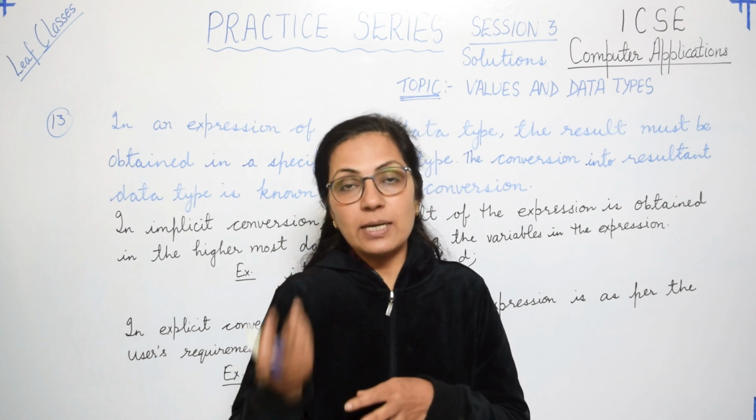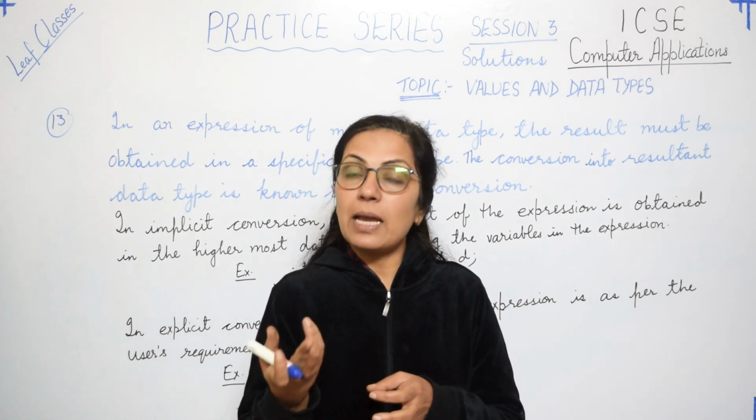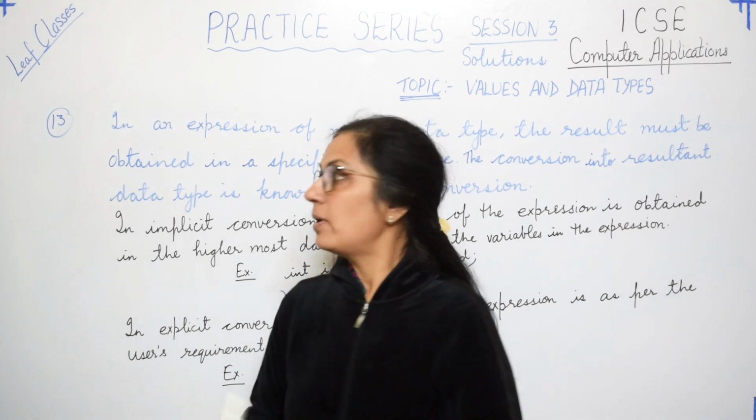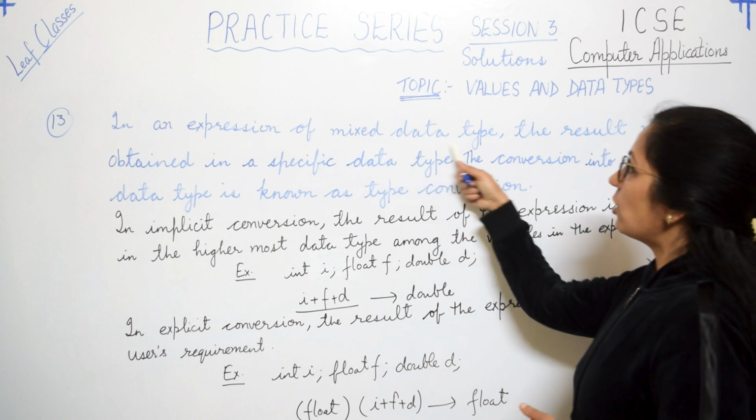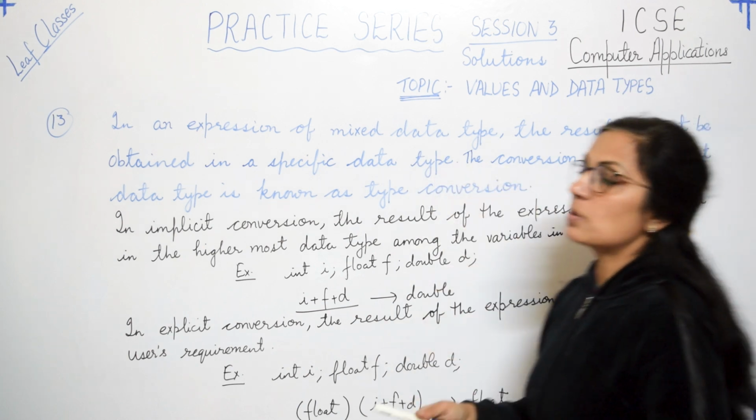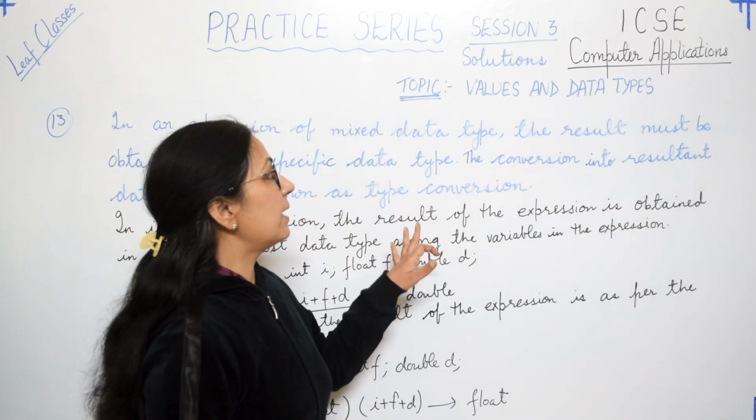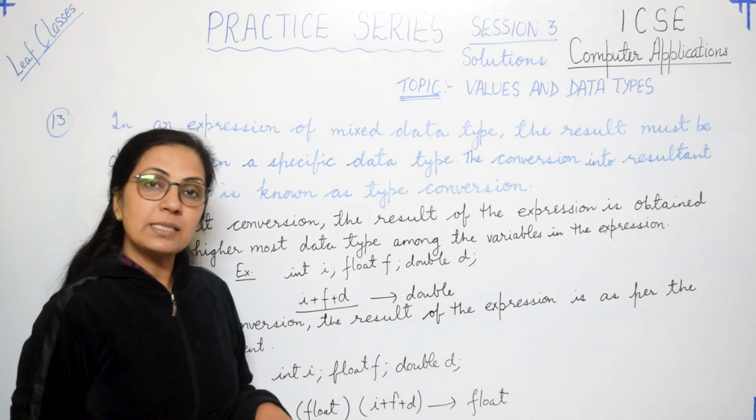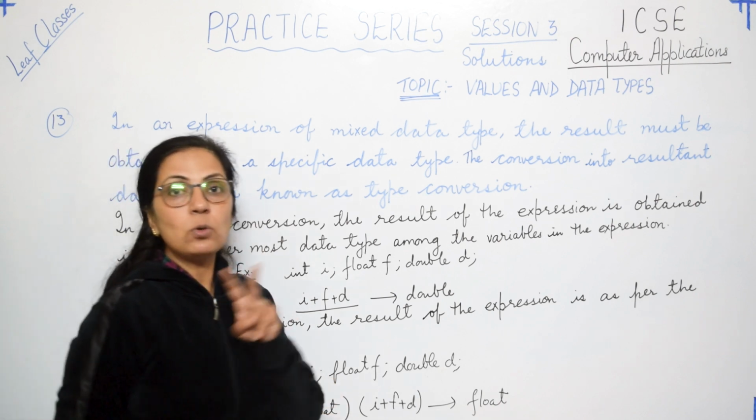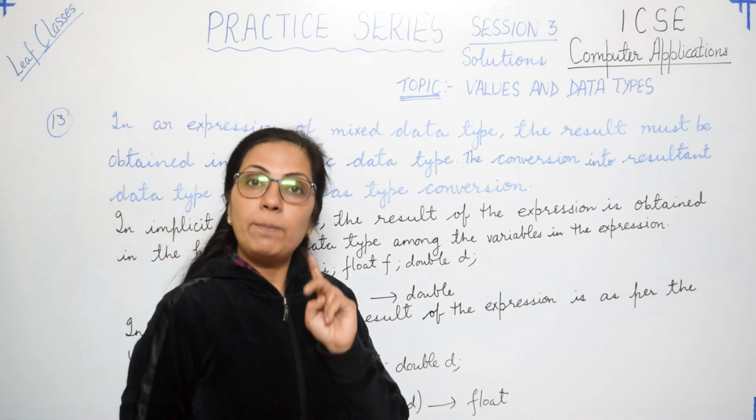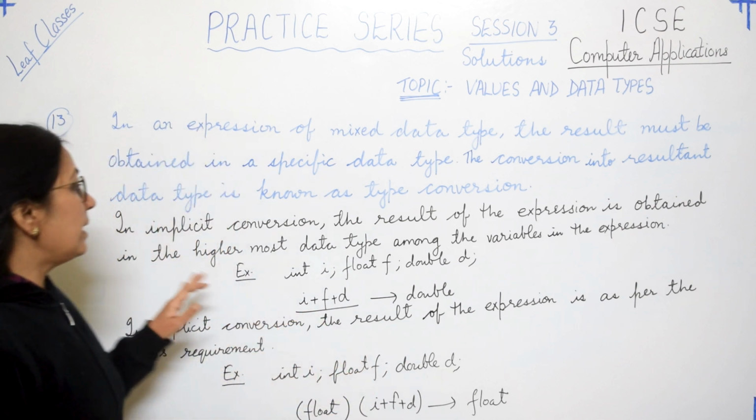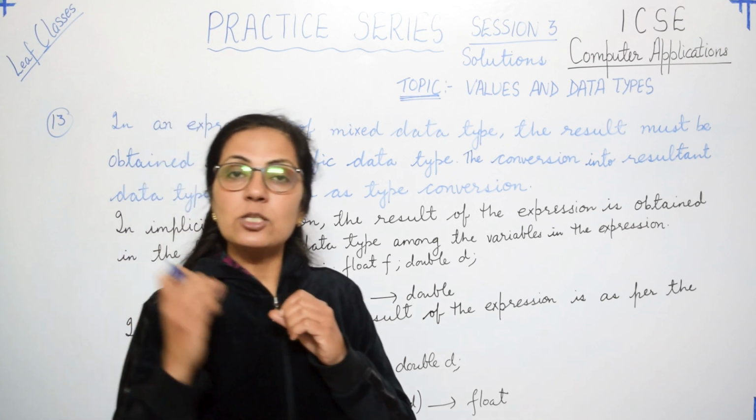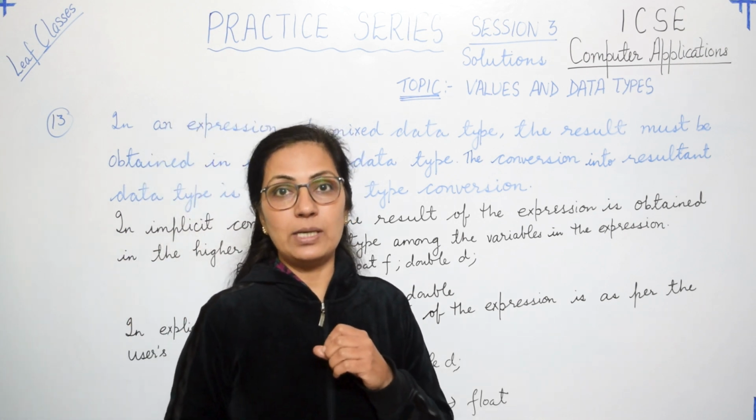So in which data type I want the answer, that is known as conversion. So let us see the definition. In an expression of mixed data type, the result must be obtained in a specific data type. The conversion into the resultant data type is known as type conversion, right? And we have two types of type conversions, implicit and explicit. In implicit conversion, it is done automatically. It does not require user's intervention.